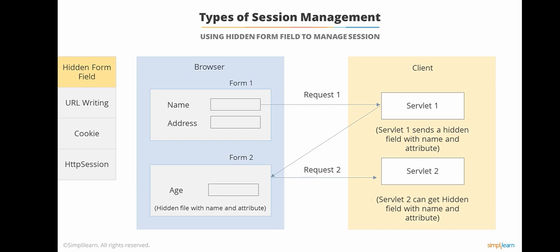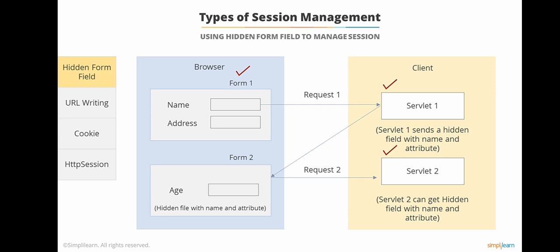So here we have a browser with a form of a name and address. We send a request. The moment we send the request, it hits the servlet. The servlet then sends a hidden field and name as an attribute, and that hidden field with name and attribute is stored along with the HTML page in the client browser. When we send a request again, the servlet can get that hidden field information and retrieve it.